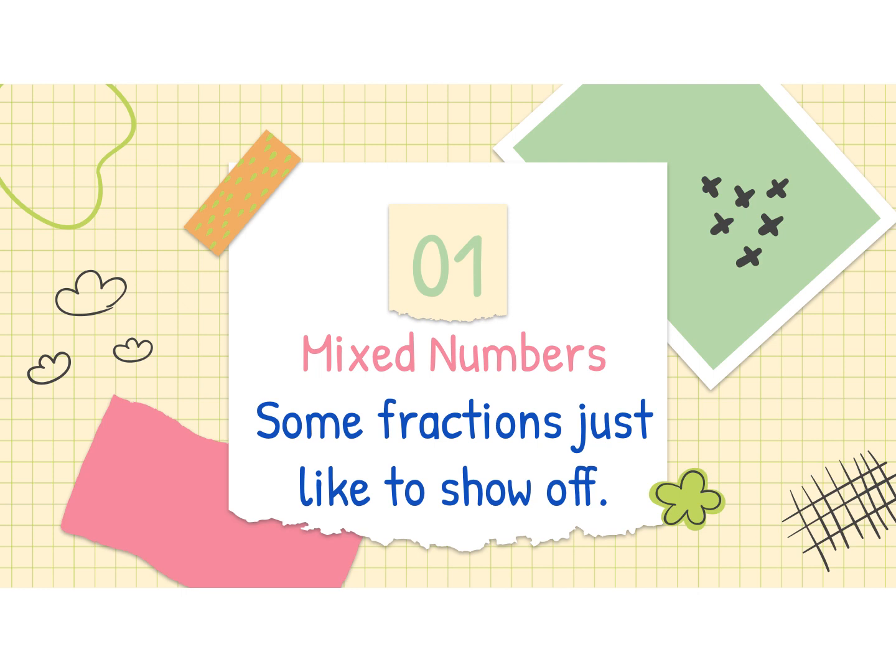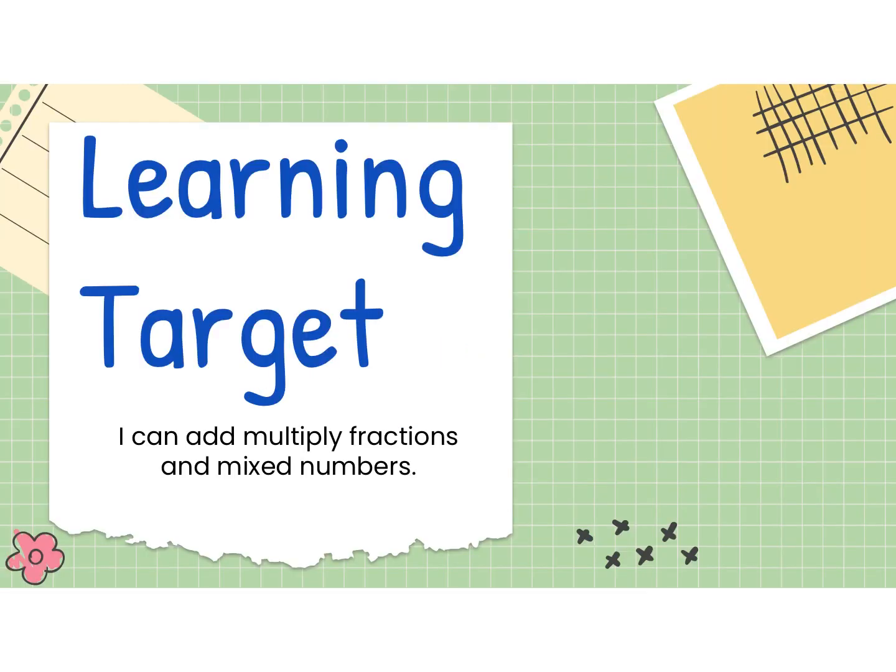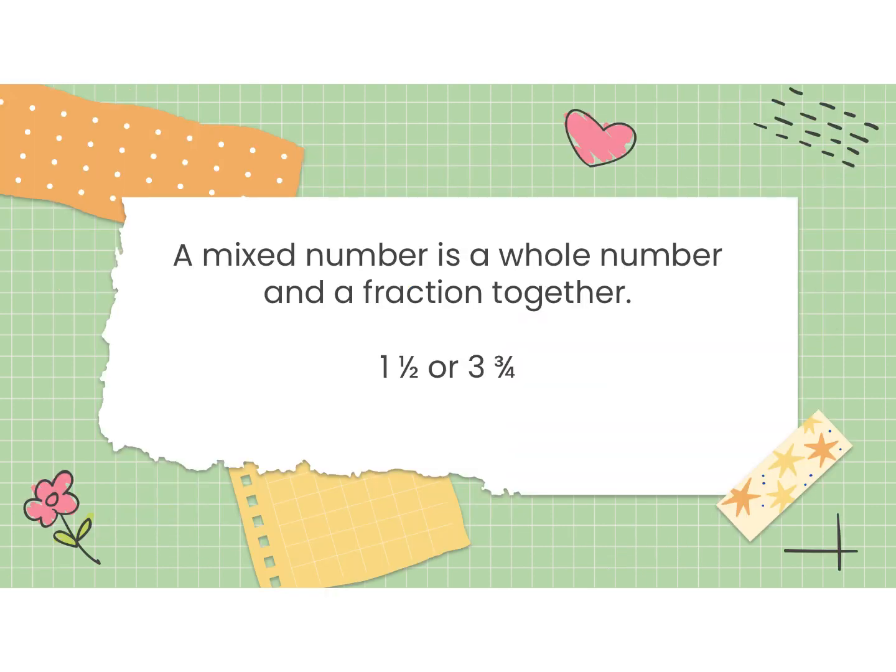Some fractions think they're super special, and they like to show off, and they're called a mixed number. Our learning target is that I can multiply fractions, which we just did, so yay, and I can multiply mixed numbers. A mixed number is a whole number, like for instance this number 1, and then a fraction together, this 1/2. You'll normally see it written like this, 1 and 1/2, or 3 and 3/4.